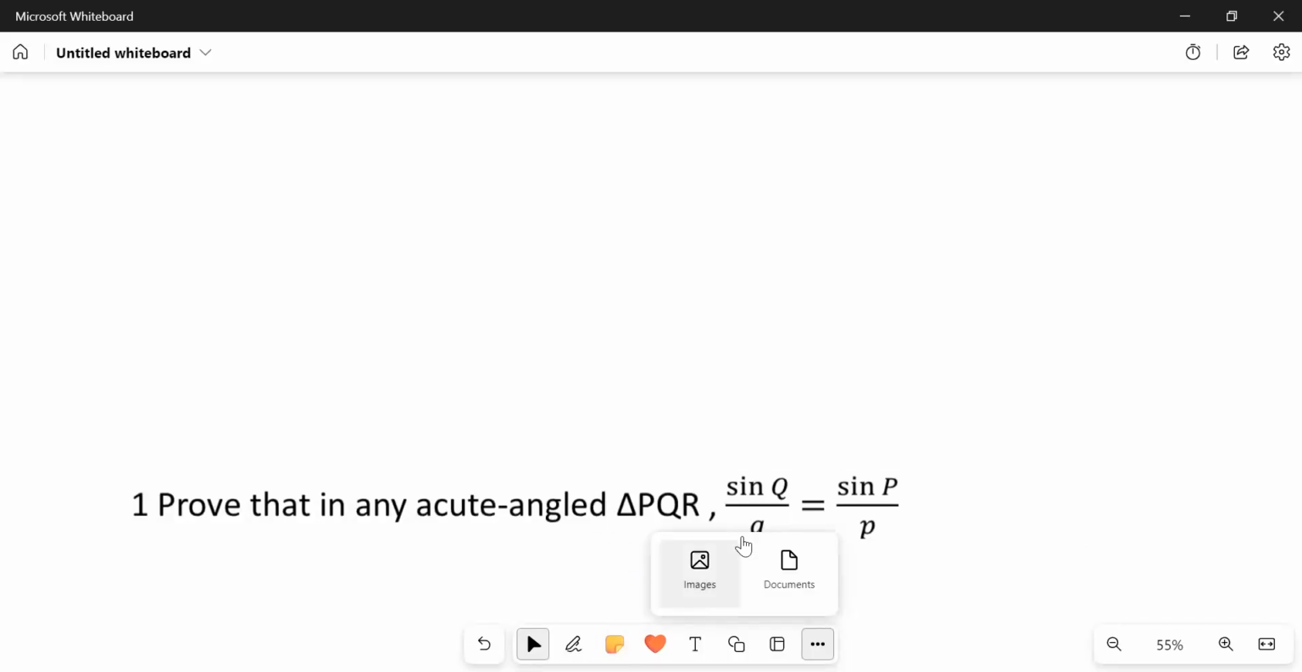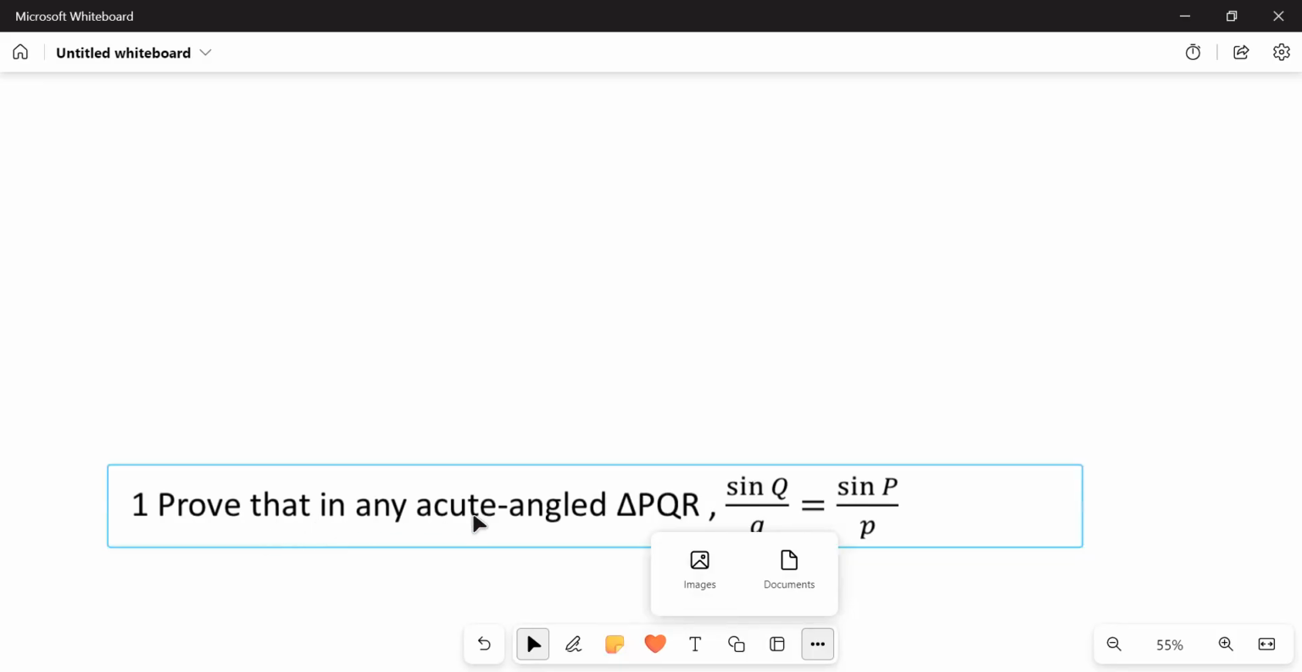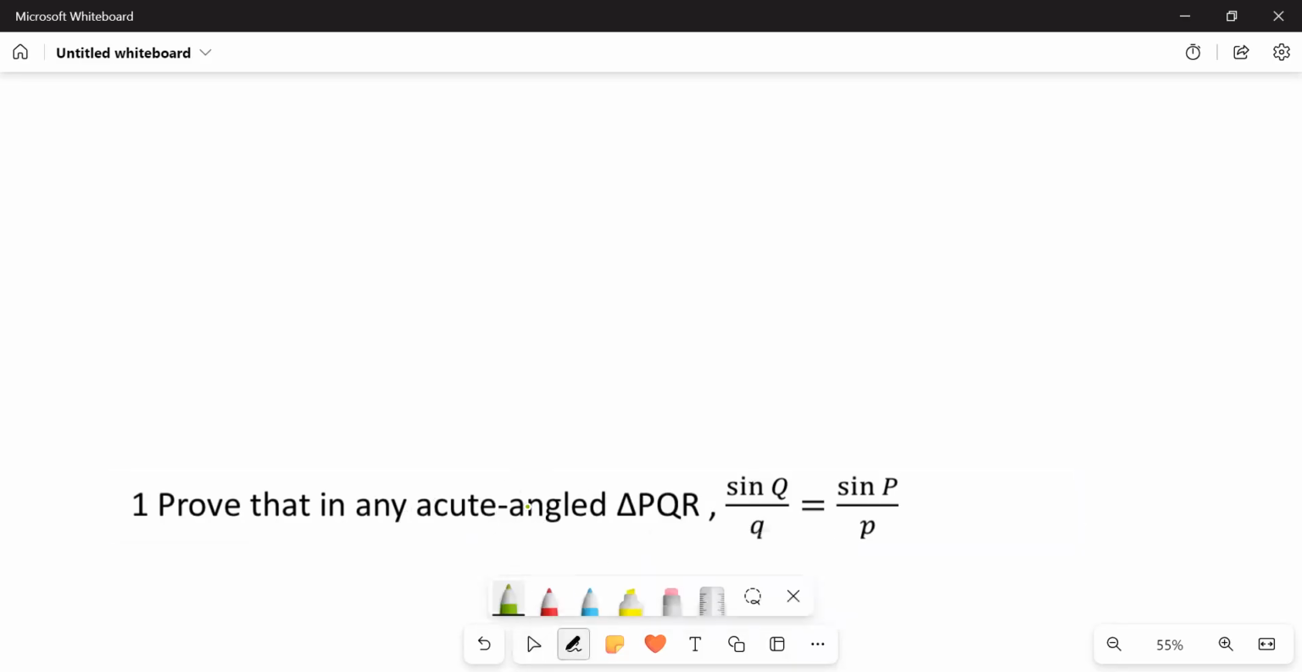Okay, so here we are given an acute angle. A learner can either be told they are dealing with an acute angle or an obtuse angle. If a learner is dealing with an acute angle, here they have PQR, and they must prove that the sine of Q over small q is equal to the sine of P over small p. The learner needs to come up with their own triangle.